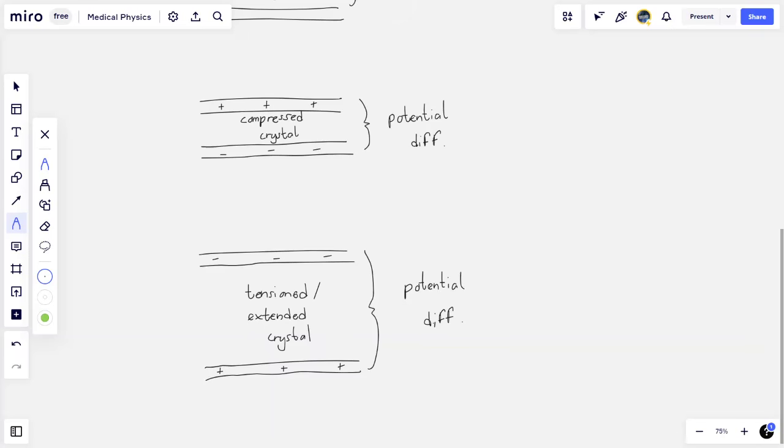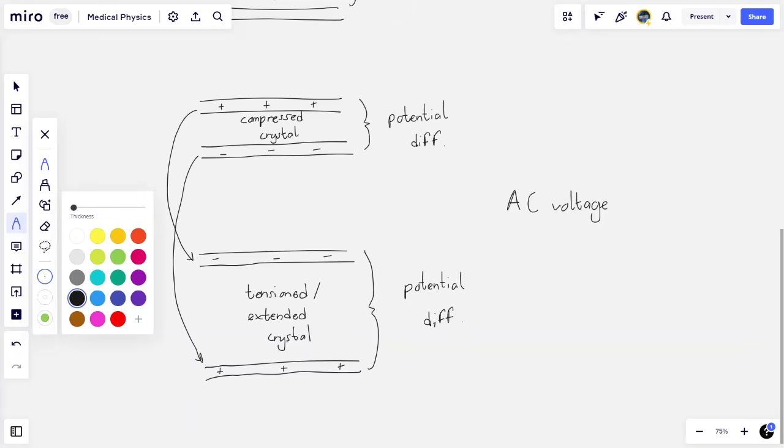Since I had plus at the top initially, but then I had minus at the top. And then I had minus at the bottom and plus at the bottom. And so they were alternating signs. And so if I had these two ends as a power source, then I would have a plus and minus constantly alternating. And so I produce an AC voltage. Okay. So compressing this crystal actually produces a current.